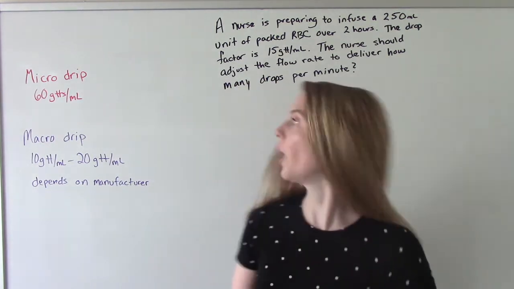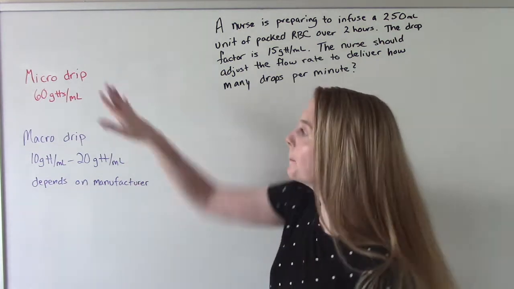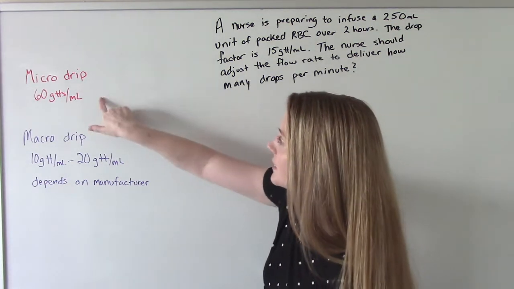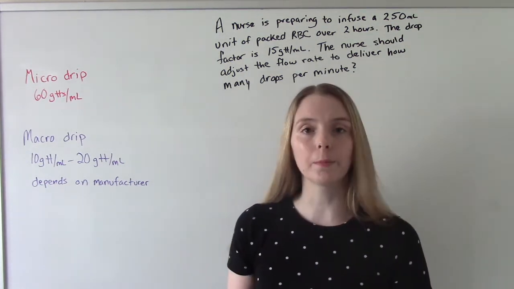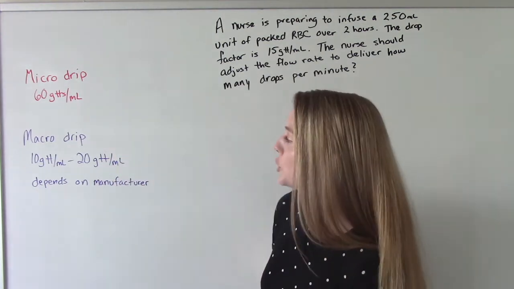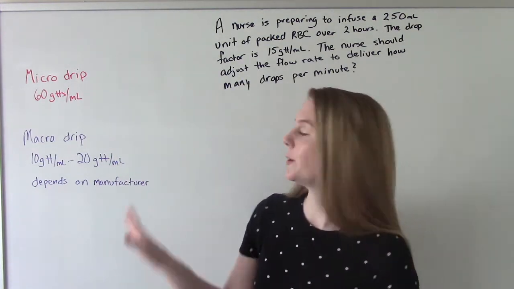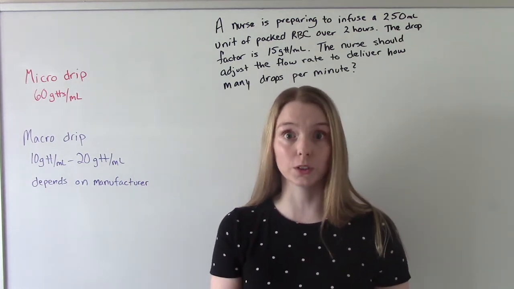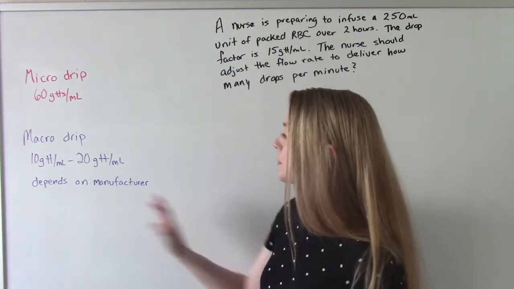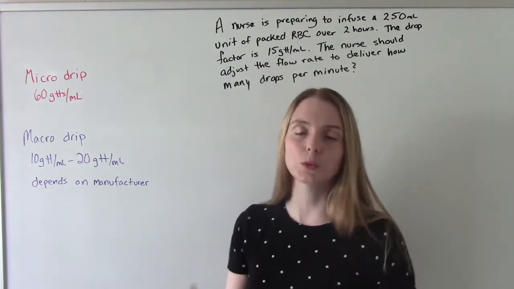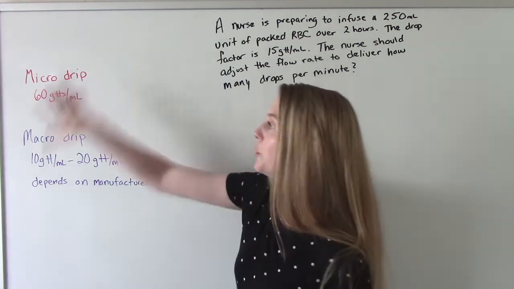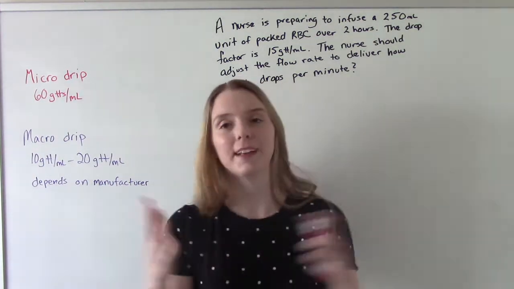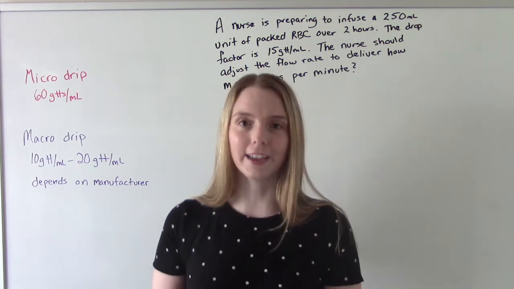I wanted you to know that traditionally micro drip tubing is 60 drops per ml, and macro drip tubing is anywhere between 10 drops per ml to 20, so 10, 15, or 20. And this is going to depend on the manufacturer. That's where the difference will be. How will you know this? It will be on the package. It will tell you on the package.